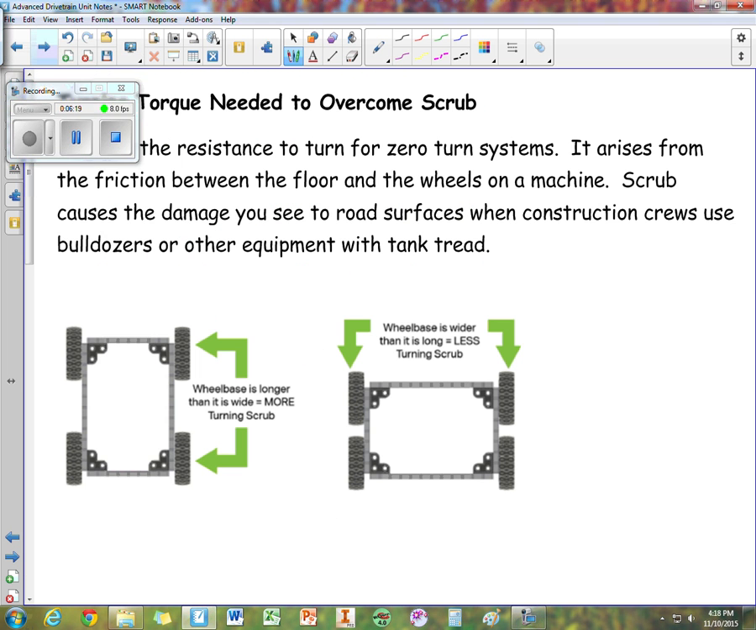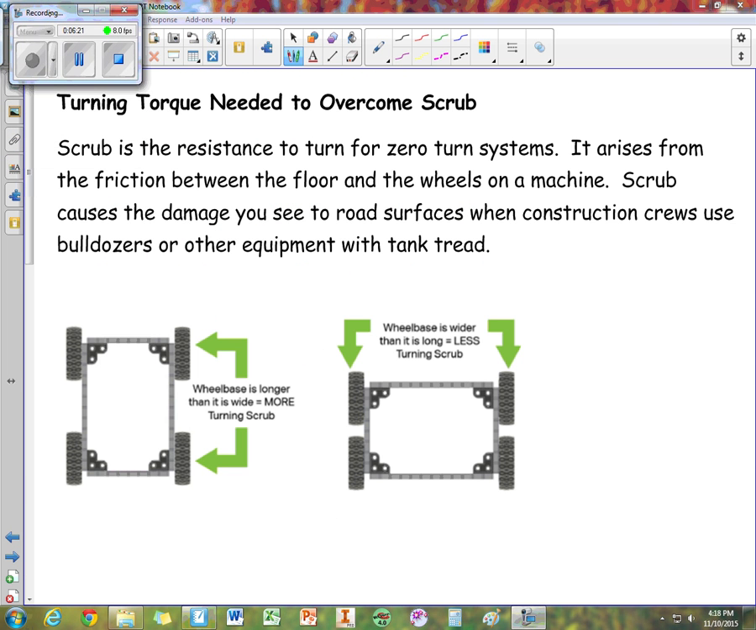All right, let's move on. Turning torque needed to overcome scrub. We talked about scrub last year. This is the resistance to turn for zero-turn systems. It happens because of friction between the floor and the wheels on a machine.